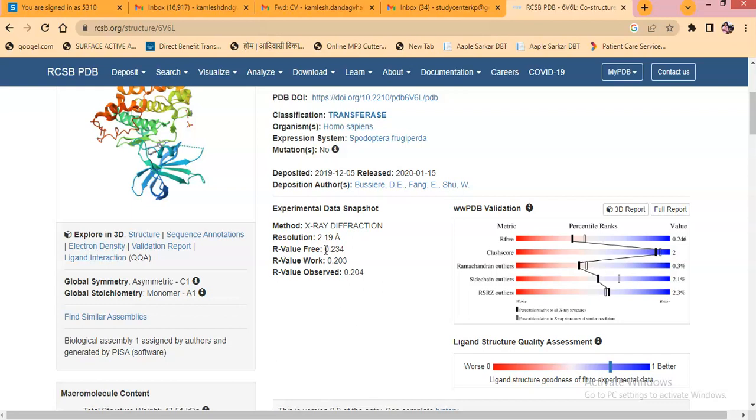Now look at the resolution, which is 2.19 Angstrom, meaning it's showing a good resolution value. Then the difference between R free, R work and R observed is considerable. Between R work and R observed there is a 0.001 difference. So it is quite good for our selection.